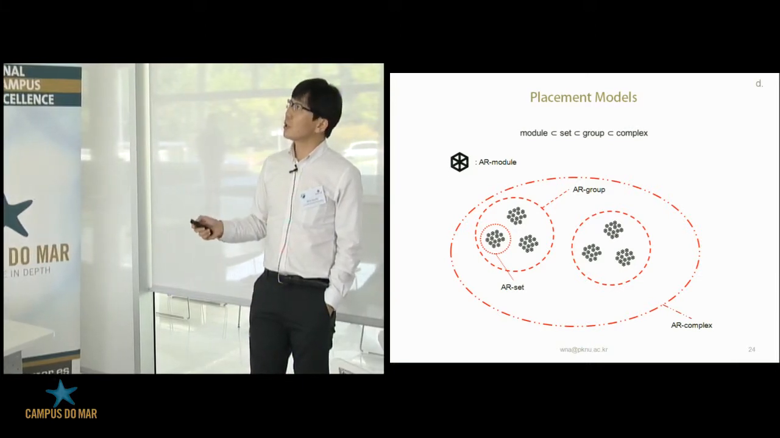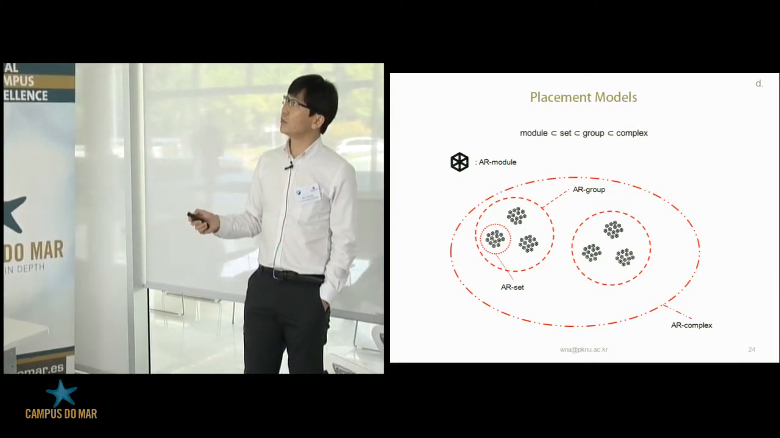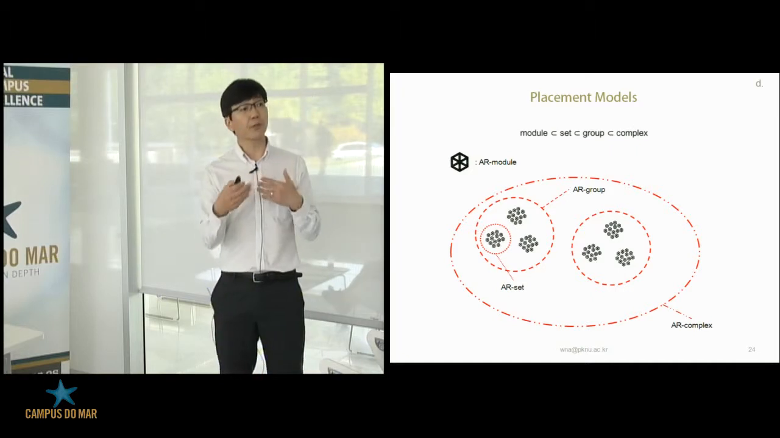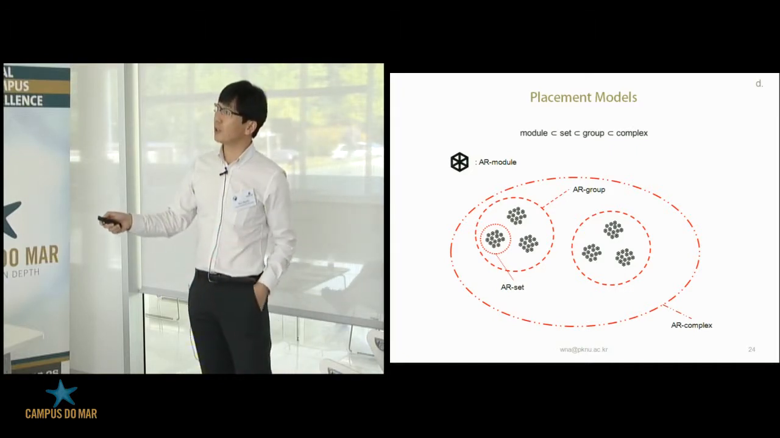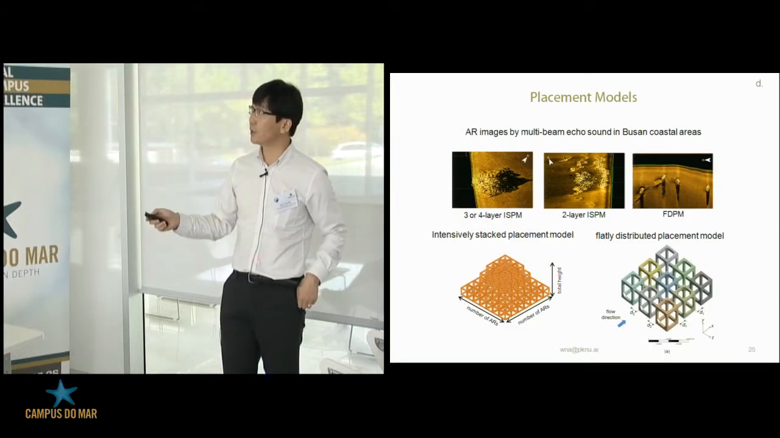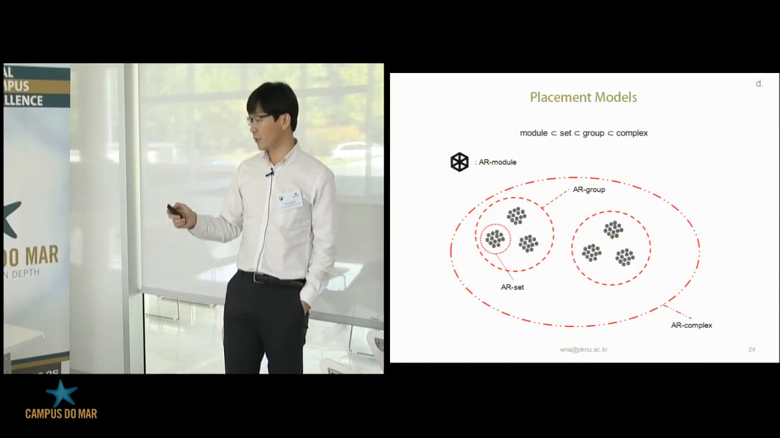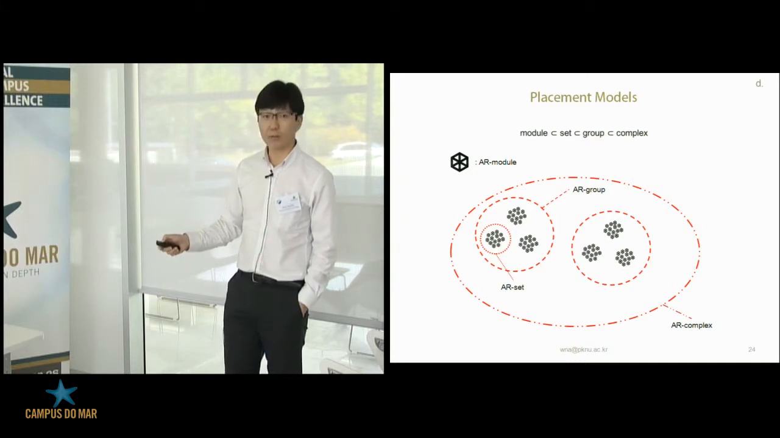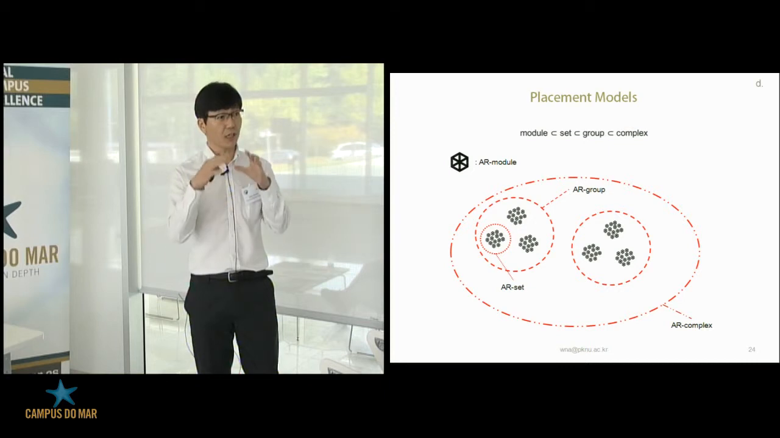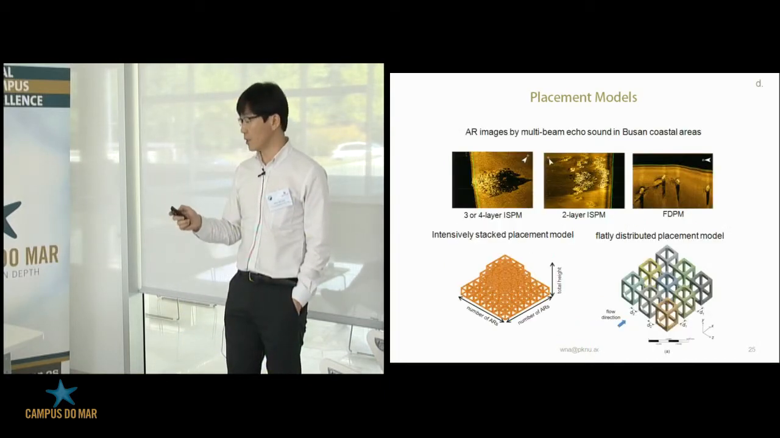And the last one is the placement model. This is the length of the geometry. Say this is an AR module, then multiple AR modules can be an AR set. Multiple AR sets can be an AR group, and multiple AR groups can be an AR complex. Usually we install many artificial reefs in an area, not a single one. So this is the classification.